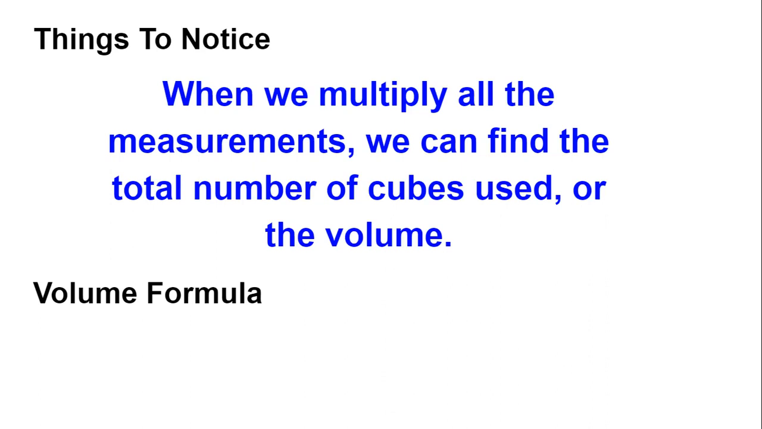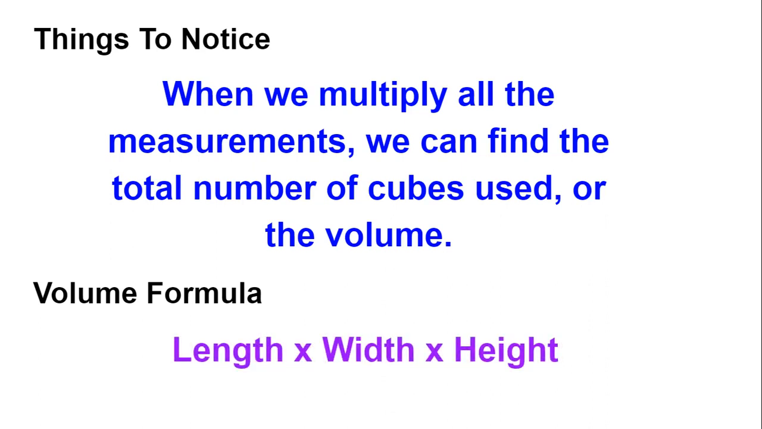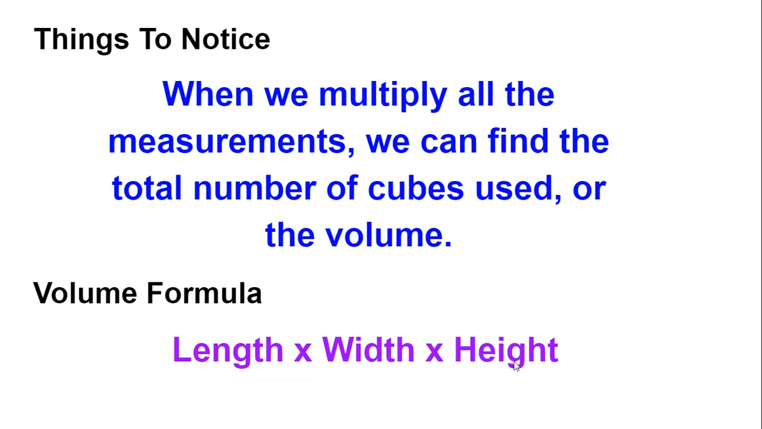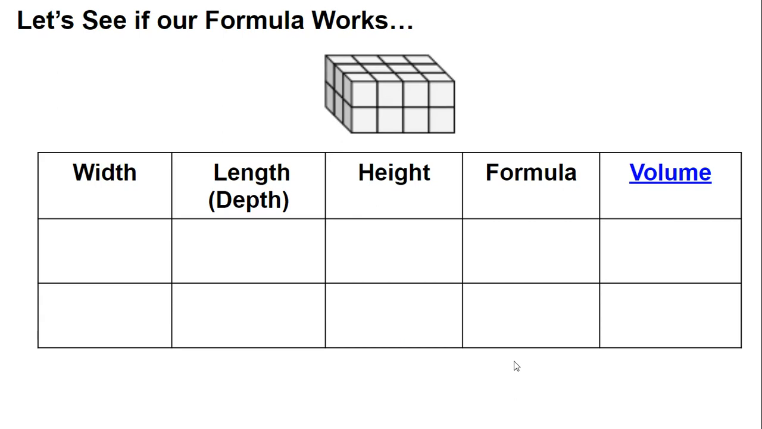So we can find that the volume formula is multiplying the length times the width times the height. Let's try to use this to help us find the volume of other rectangular prisms. One other thing I noticed is that here, the length times width, well, that's the area formula. The only difference is that we're also multiplying the height. So we can always find the area first and then multiply the area times the height, or the total number of layers.